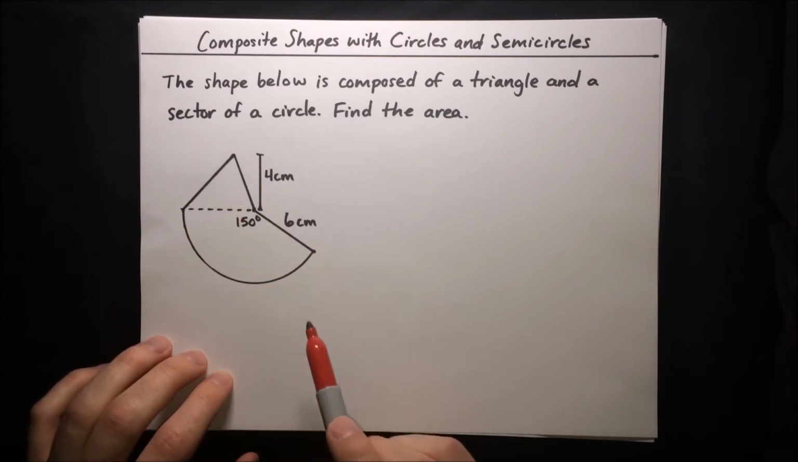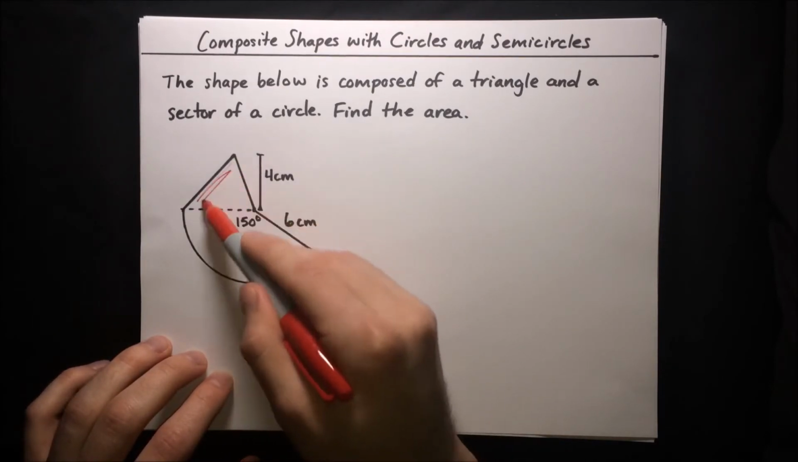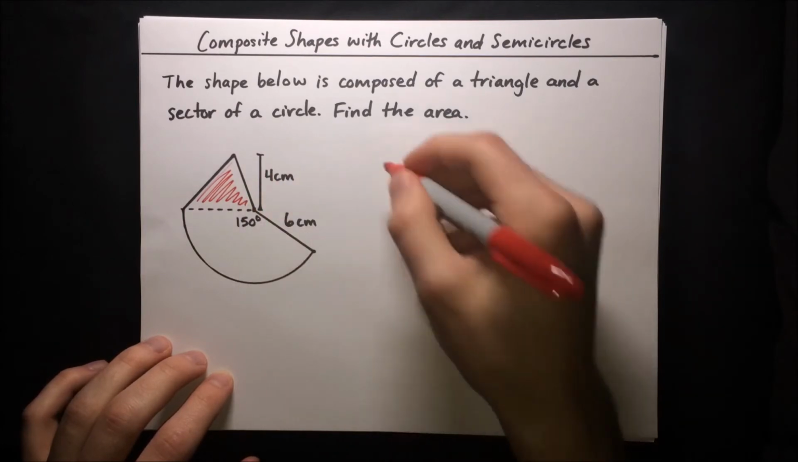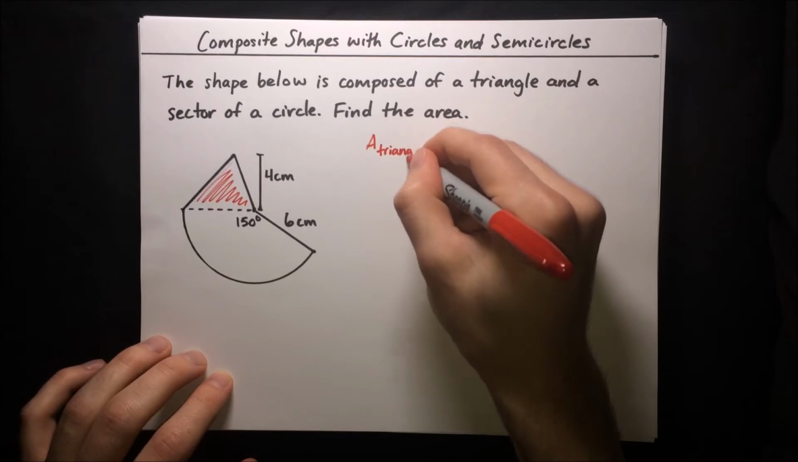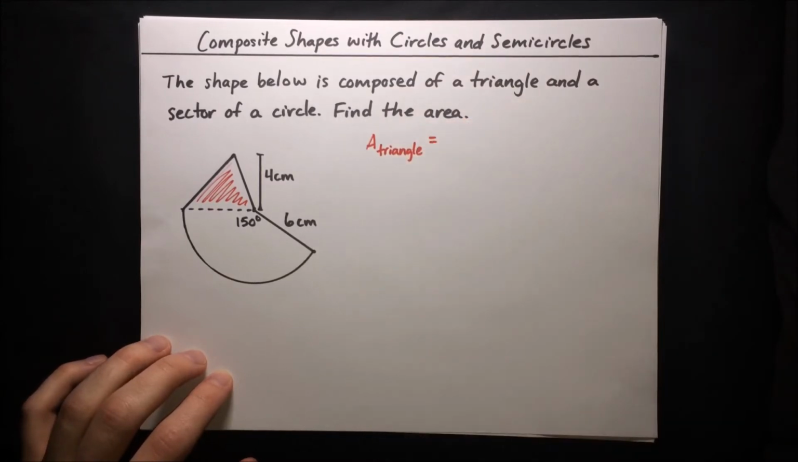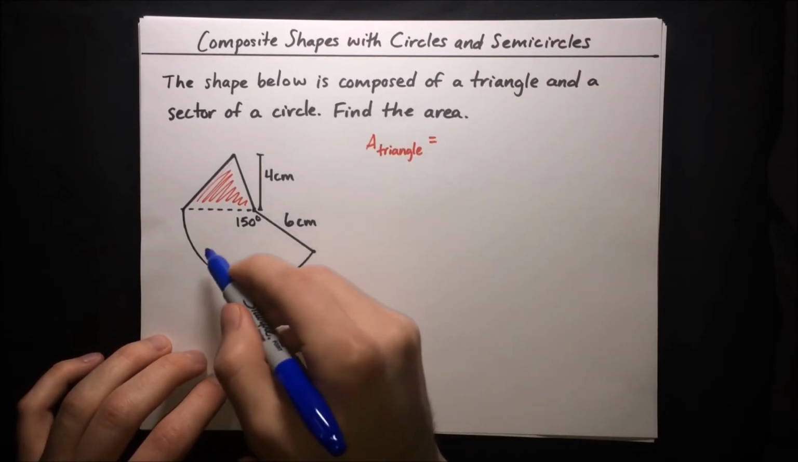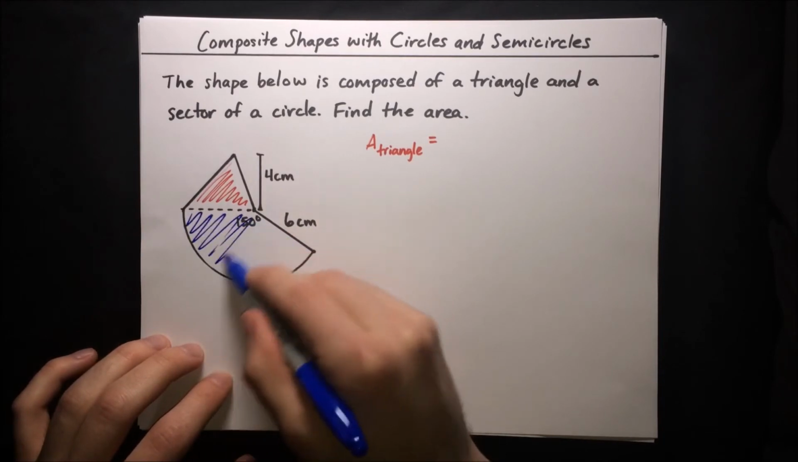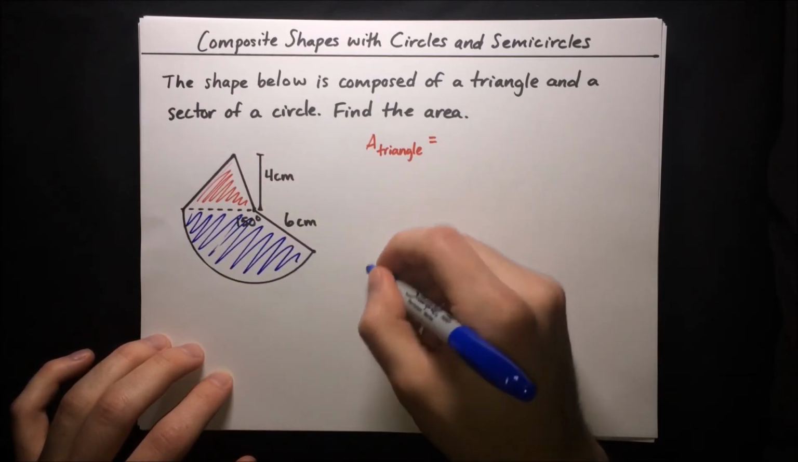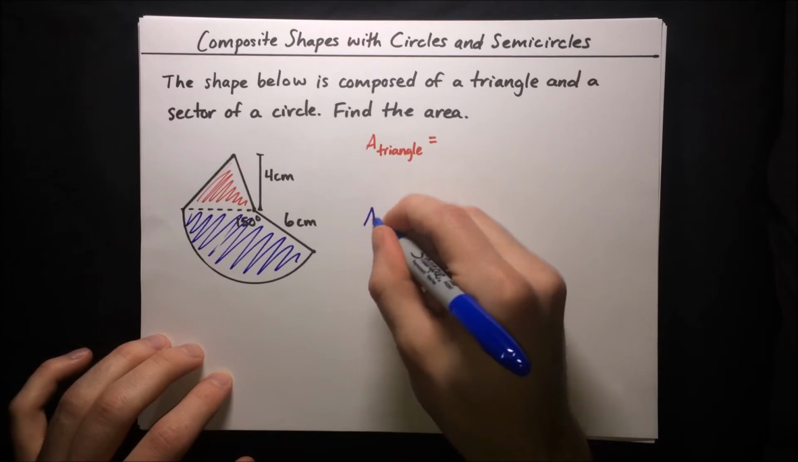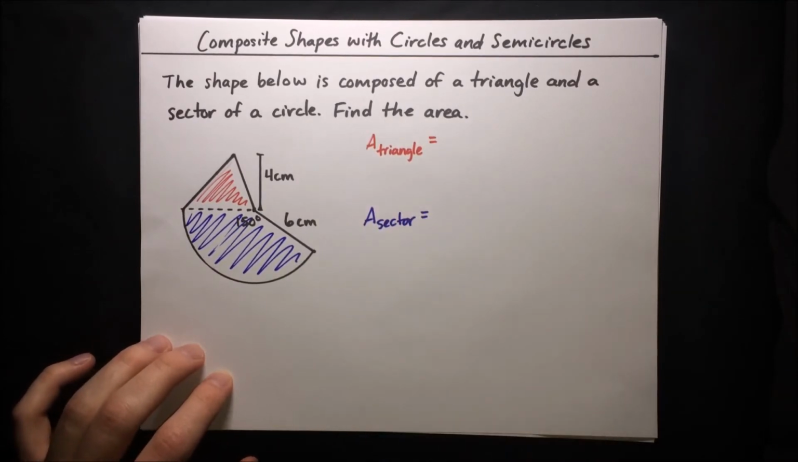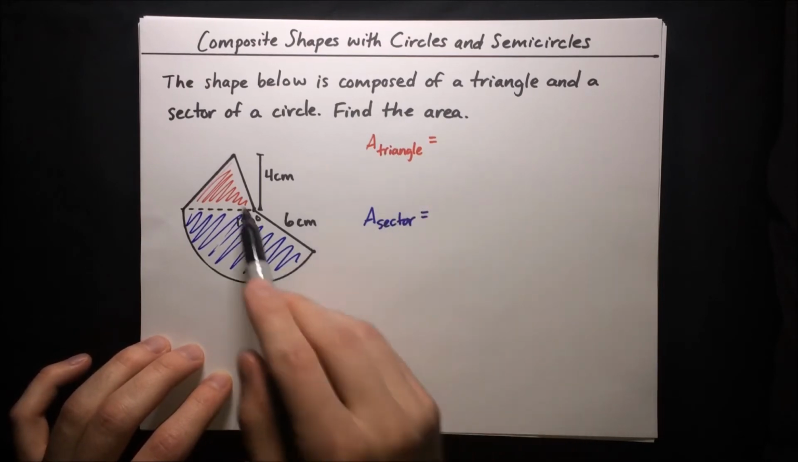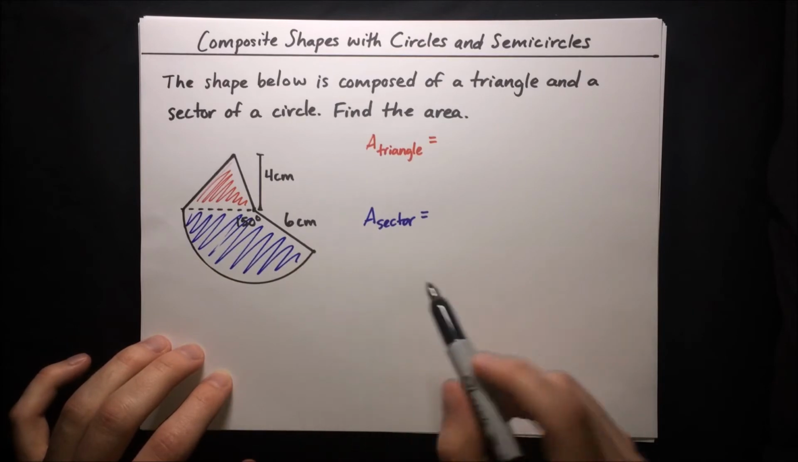We can think about finding the area of the triangle right here. Let's say that's area of triangle, and then we'll figure out what that is. And then we can also find the area of this sector. And let's write that right about here, area of sector, and we'll figure out what that is. And then the full area will just be adding these two areas together. That's how we get the full area of the shape.